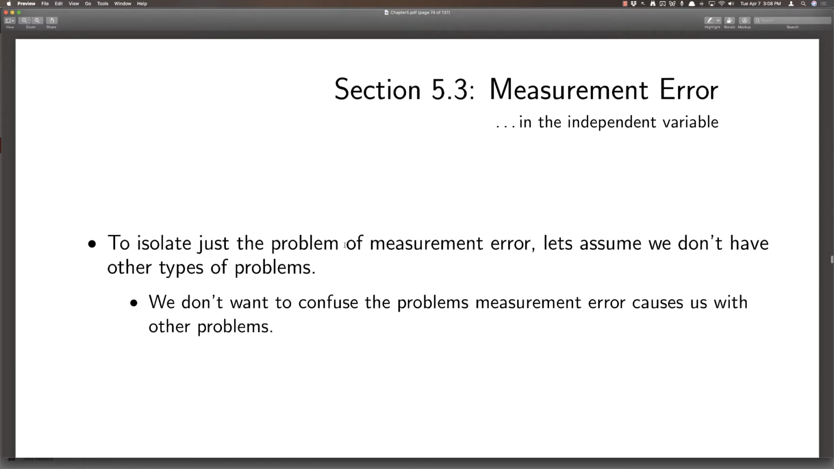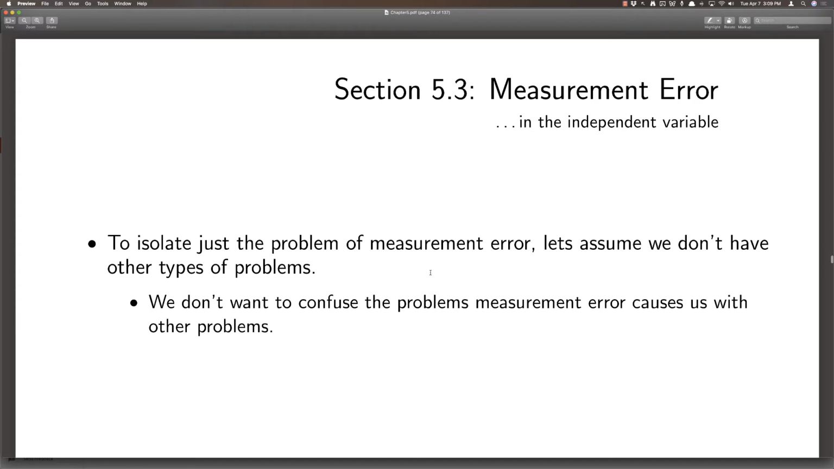So to isolate the problem of measurement error, let's assume we don't have any other types of problems. So we're going to assume that we don't have omitted variable bias. We don't have any of the other issues we've talked about. We don't have heteroscedasticity. All we have is just measurement error because we don't want to confuse the effect of all those different problems. We want to isolate each one. So when we talked about heteroscedasticity, we assumed we were unbiased. When we talked about bias, we assumed we didn't have heteroscedasticity. In this situation, we're going to have measurement error, and we're going to assume we don't have heteroscedasticity and we don't have omitted variable bias or endogeneity.